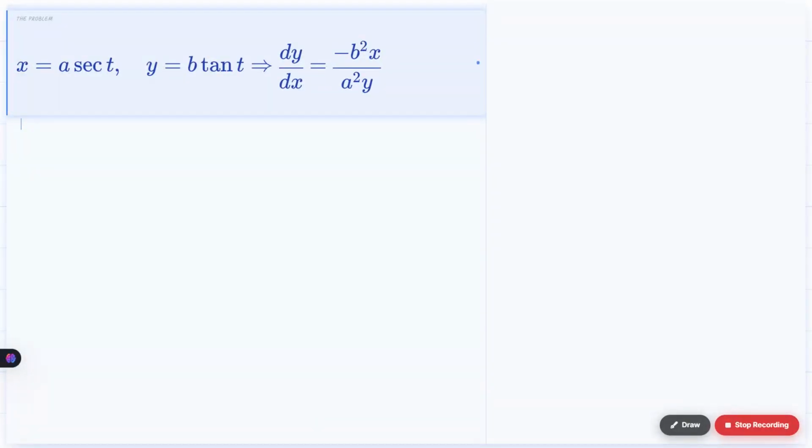We look at the problem where x equals secant θ and y equals tangent θ. We want to show that dy divided by dx equals negative x squared divided by y squared. This is our goal for the math work.